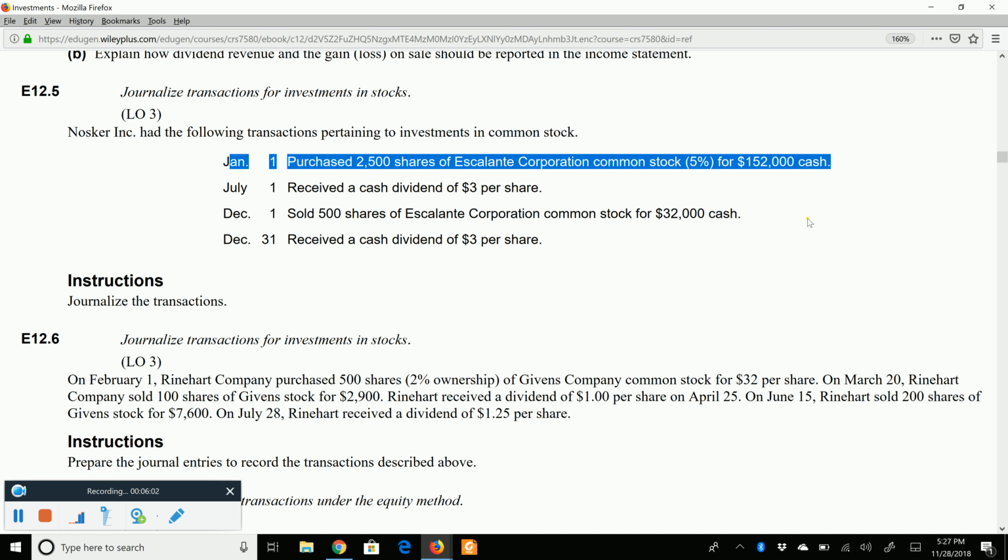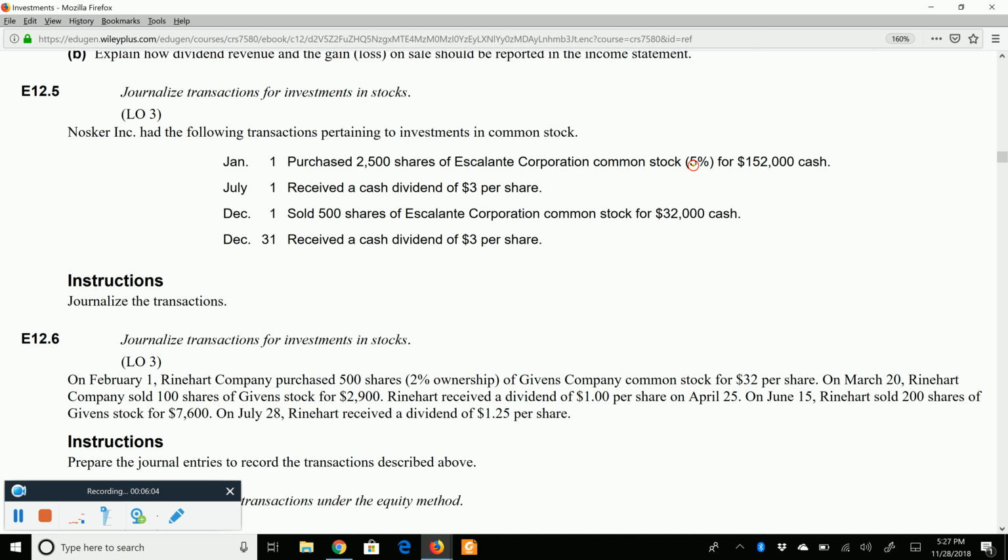Now you can see here, I didn't read it, but let me highlight it here. You can see that it says 5%. What this means is that we, Nosker, are buying 5% of the outstanding common stock of Escalante. Now this is where it becomes extremely important because there are different accounting methods.